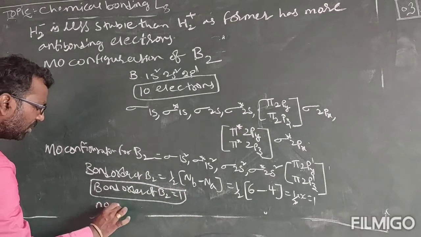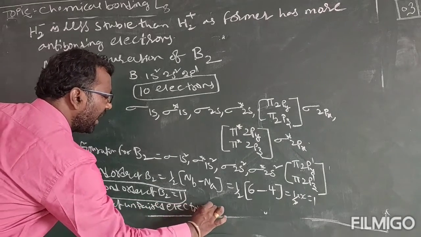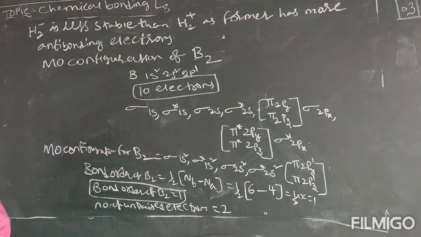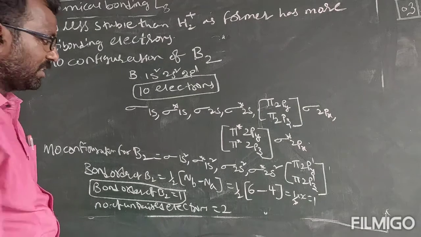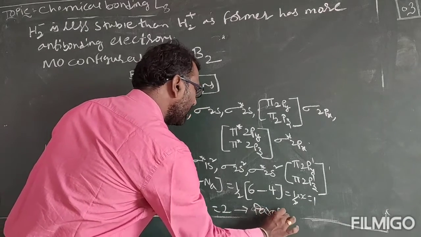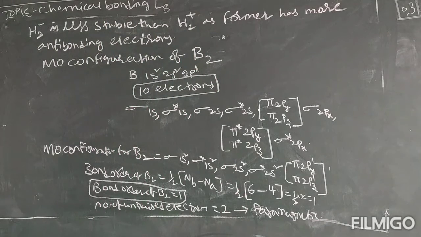Next, number of unpaired electrons. How many unpaired electrons do we have? 1, 2. So we have got 2 unpaired electrons. If it is 2, then is it diamagnetic or paramagnetic? Paramagnetic. Zero unpaired electrons means diamagnetic. Okay, so that is the case. It has 2 unpaired electrons, so it shows paramagnetic nature.